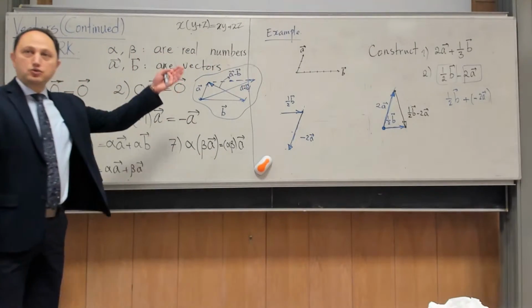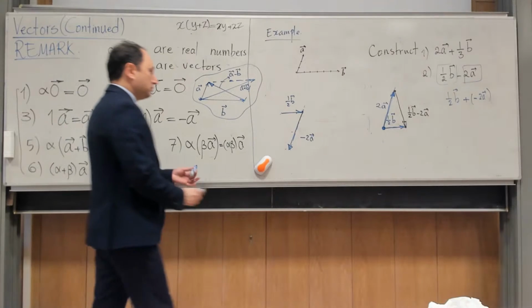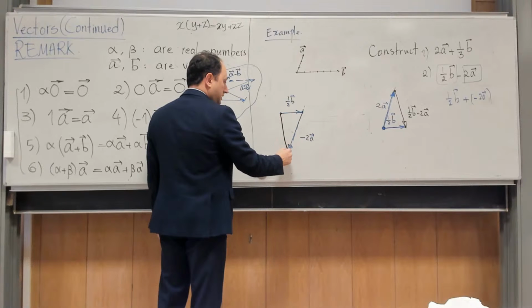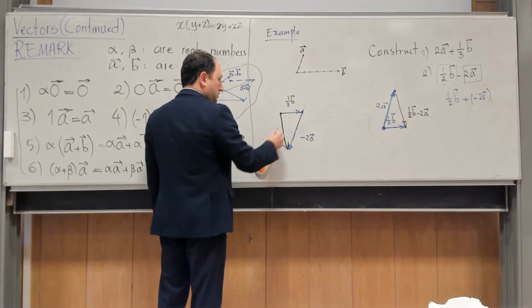And now I ask you to add them, okay? This is the standard way of adding the arrows. You need to connect the initial point to the final point, and then you put the arrow here. So what you get is again the same thing.